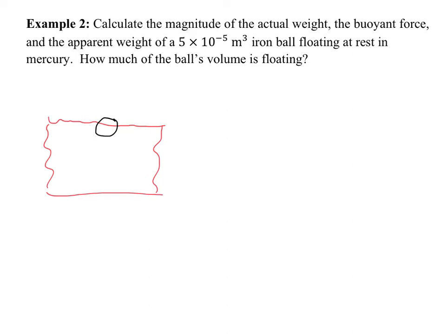Apparent weight, buoyant force. Yes, that'll work, but we don't know the apparent weight because we still have to calculate those, right? We have three things to do. We want the actual weight of the object, the buoyant force, and the apparent weight. I think I'll give you guys the density. You do need the density, so I'll give you the density.